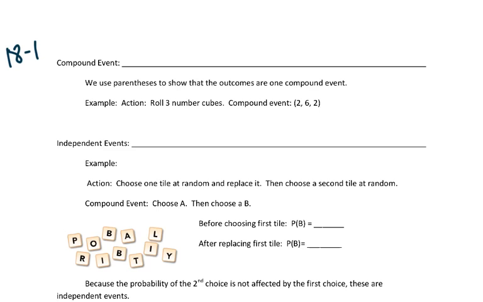So, the first definition we need to talk about is a compound event. So we're finding probabilities of compound events, which means it's a multi-step action. So we use parentheses to show that the outcomes are one compound event. For example, if we're rolling 3 number cubes, the compound events are 2, 6, and 2. So we are asked to find the probability of rolling a 2 on the first die, a 6 on the second die, and a 2 on the third die.